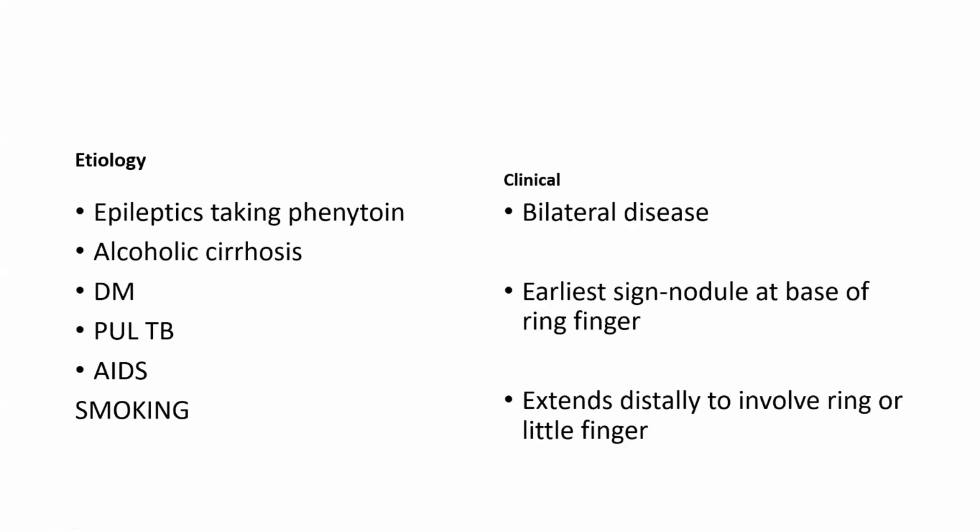Now what is etiology? This is an offending sign. It is already happening in the males who are offended. So it's males who have AIDS, smoking, alcoholic, epileptic, all typical offending male characters. It is a bilateral disease. Earliest sign क्या होगा? The ring finger base पे nodule होगा. The nodule is a characteristic of the thickening of this. It can involve ring or the little finger, but most commonly ring finger में होता है. MCP and PIP का flexion होता है and rest extension होता है.